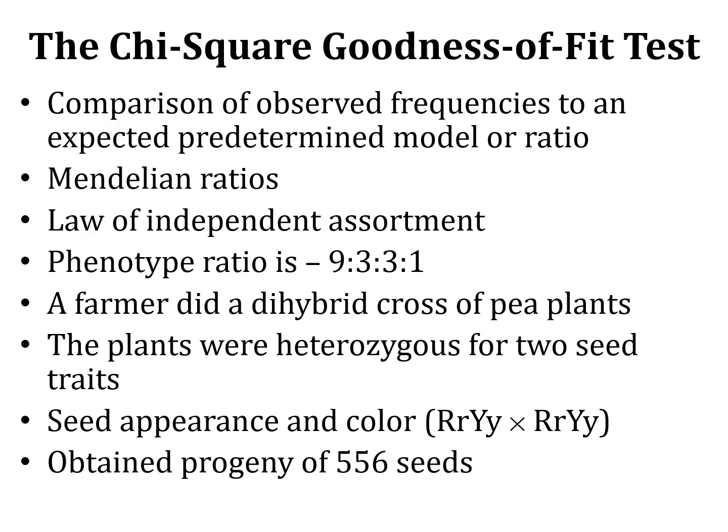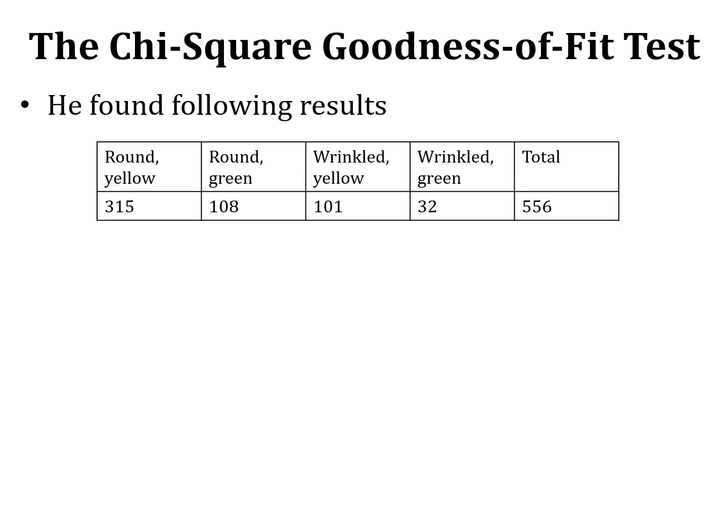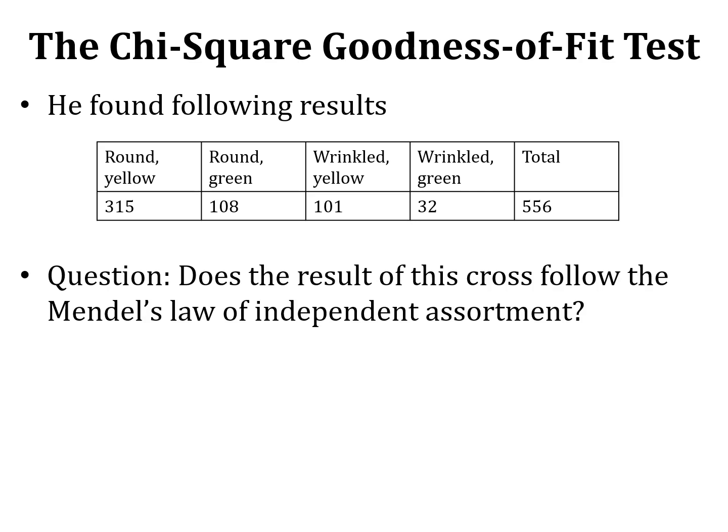So this farmer obtained a progeny of 556 seeds. Out of these 556 seeds, 315 were round yellow, 108 were round green, 101 were wrinkled yellow, and 32 were wrinkled green. So these were his results. Now the question is, does the result of this cross follow Mendel's law of independent assortment? So this is the biological question, or the statistical problem that we have.